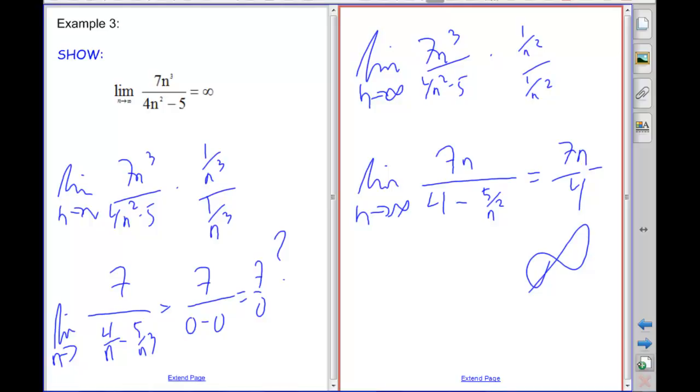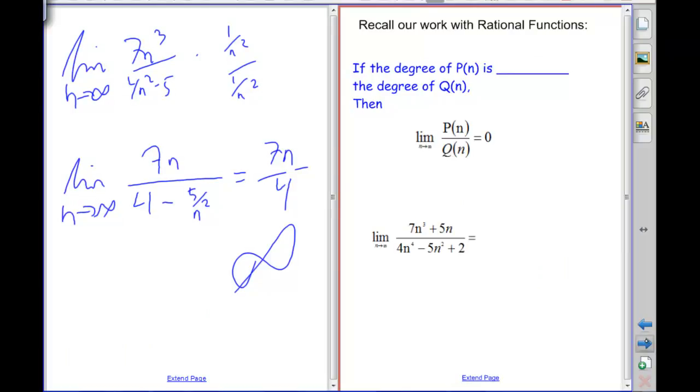Now, this is best summed up by looking at the pattern we looked at before with rational functions. Remember rational functions? Well, I'm going to look at rational sequences. If the degree of P of n is what compared to the degree of Q of n? If the degree of P of n is less than the degree of Q of n, and you're doing this limit, then the bottom grows faster than the top, and you always approach 0.